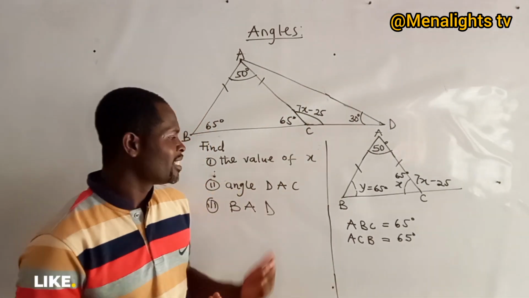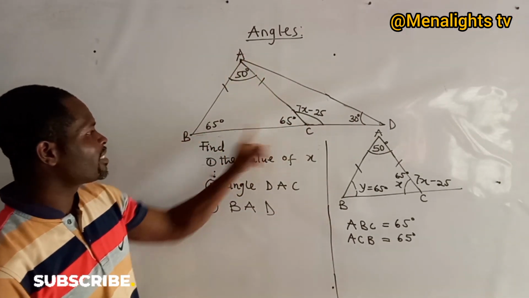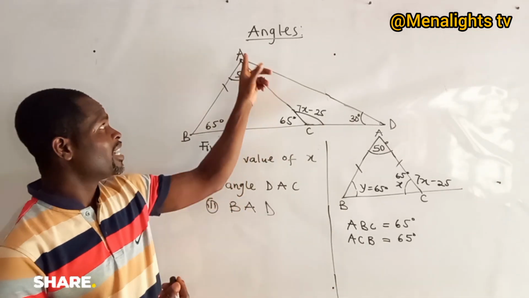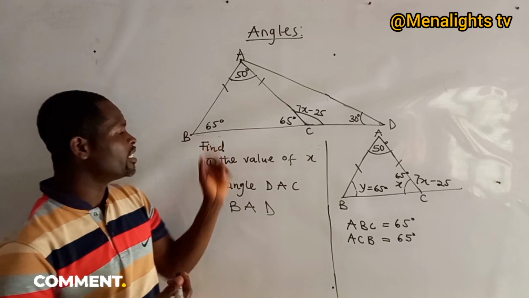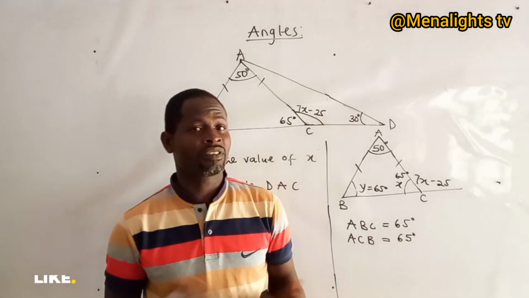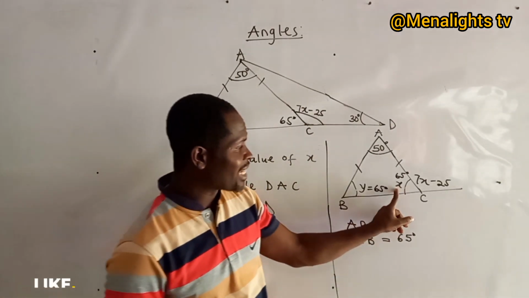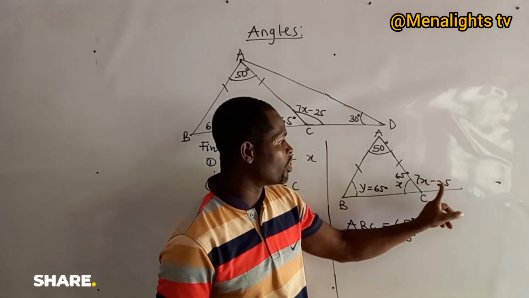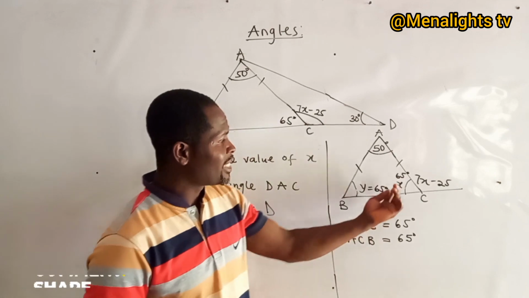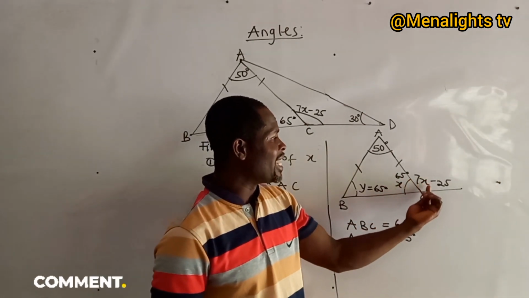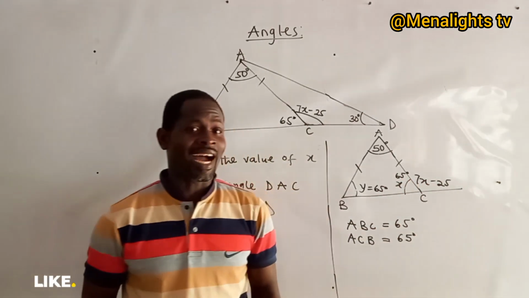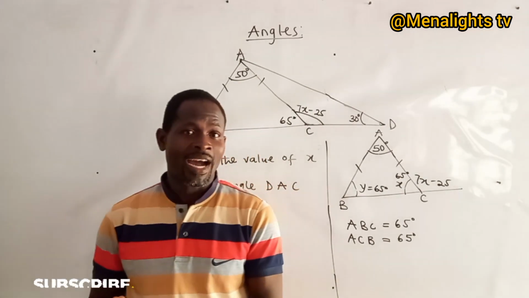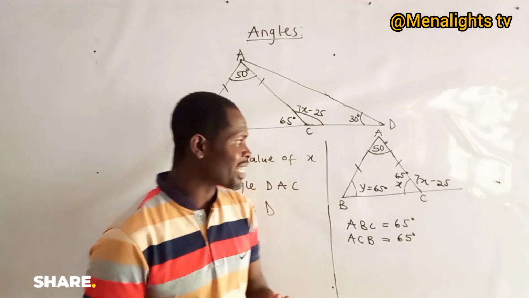So we can say that the angle ABC, the angle on the B here, is what? 65 degrees. The same way, angle ACB is also 65 degrees. Now that we have this side at 65 degrees, we need to find the value of 7x minus 25. So there's 65 degrees and then 7x minus 25. They are adjacent angles, and when you add them, surely you get 180 degrees.